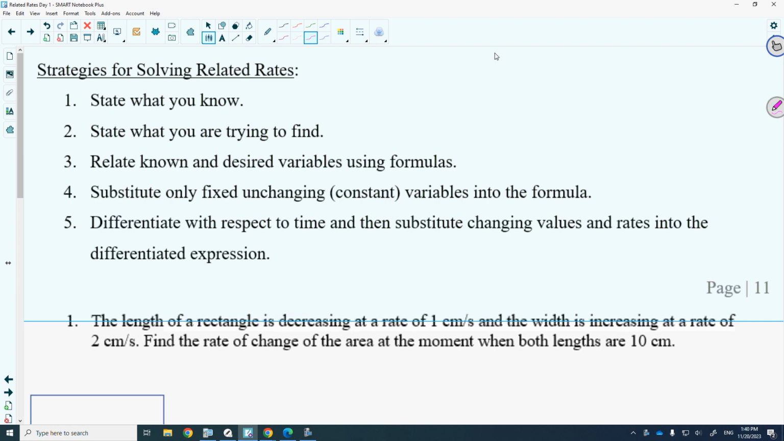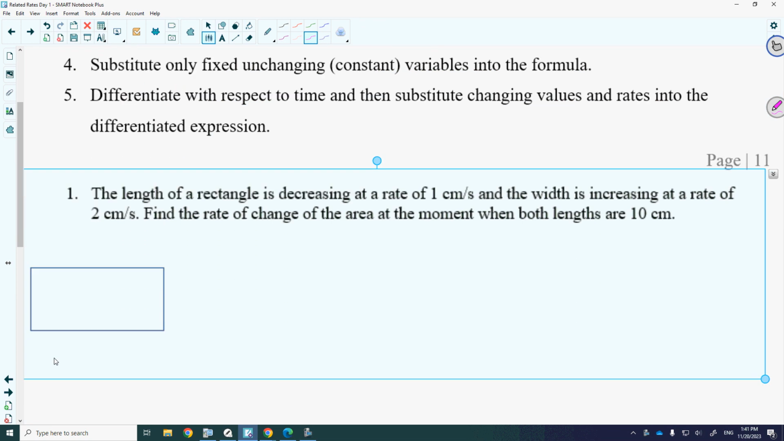Okay, so in order to do these related rates problems, it gives you a list of strategies that you're going to go through. Now, I'll go through the first couple problems without going through these strategies step by step, and then we'll start sort of referring to it. So let's look at this first example.